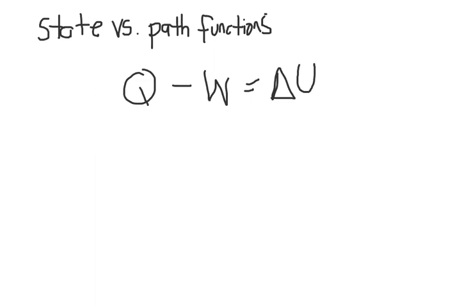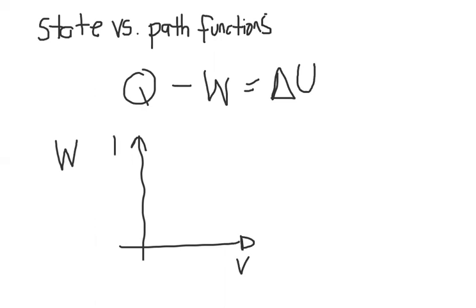Work is very straightforward because you remember that the thermodynamic work in a PV diagram is depending on the trajectory, it's the area below the curve. So if I go through this trajectory or through this trajectory or whatever, the area below the curve is going to be different. So this is a path function. Heat is exactly the same. It depends on the trajectory.